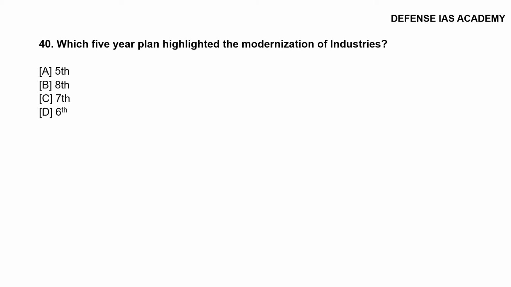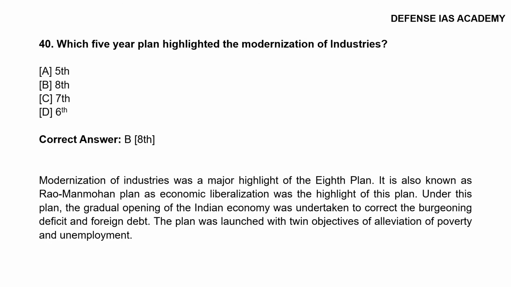Question number 40. Which 5-year plan highlighted the modernization of industries? The correct answer is 8, that is option B. The 8th 5-year plan highlighted the modernization of industries. It is also known as the Rao Manmohan plan, as economic liberalization was the highlight of this plan. Under this plan, the gradual opening of the Indian economy was undertaken to correct the burgeoning deficit and foreign debt.